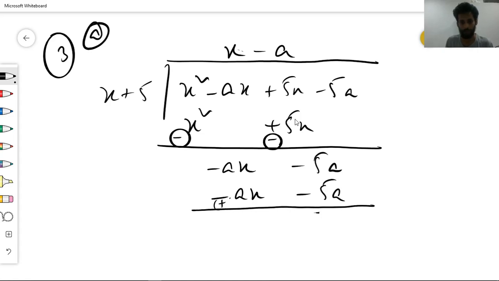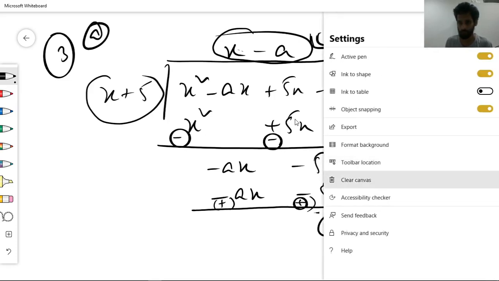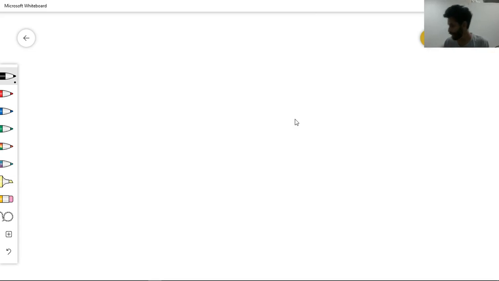And the result will be zero. So the two factors will be this one and this one. So the answer is this. We already got one factor, the other factor will be this one. So you can do this in two ways. Okay.